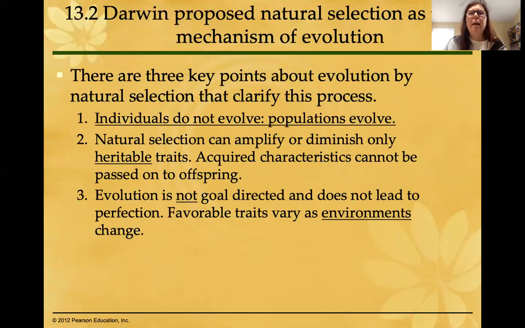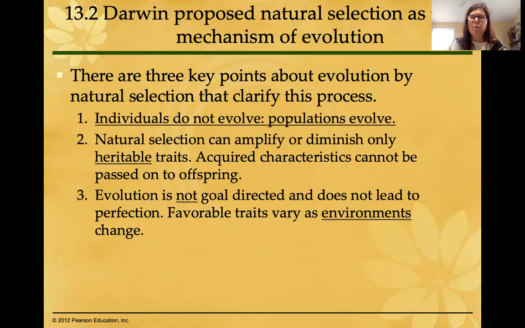There are 3 key points about evolution by natural selection that clarify this process. Okay, so number 1, individuals do not evolve. Populations evolve. I will say that over and over again. Well, I would be saying that over and over again if we were together, but I'll say it again. Individuals do not evolve. The population evolves. Natural selection can amplify or diminish only heritable traits, not acquired traits. You cannot pass on acquired traits.